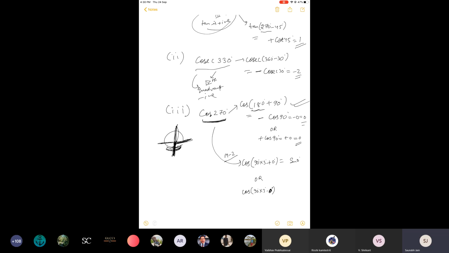If I take this one, 90 into 3 minus 0, sine 0. Now plus or minus? Minus. Why? Because now I am taking this angle as 270 minus, that is in the third quadrant. But you see what happens in such cases where the angles are on the axis and we take them in any quadrant: there is no difference in the answer. You always get the same answer. Here the sign in front of 0 is irrelevant. You write plus 0 or minus 0, you will get the same answer. So cos 270, solved by any method, you will get 0.